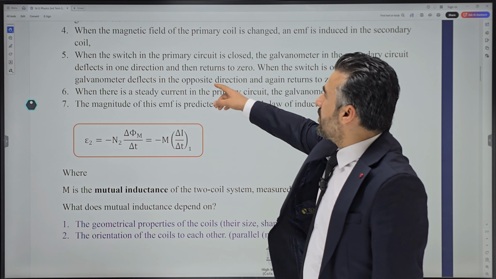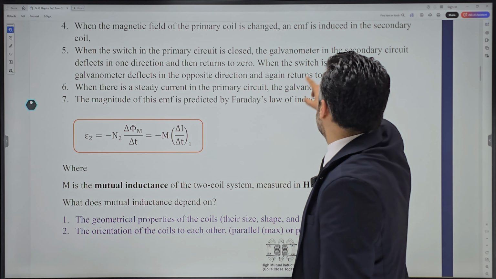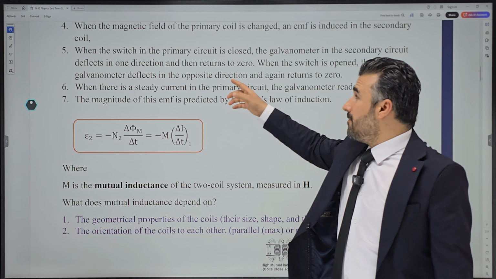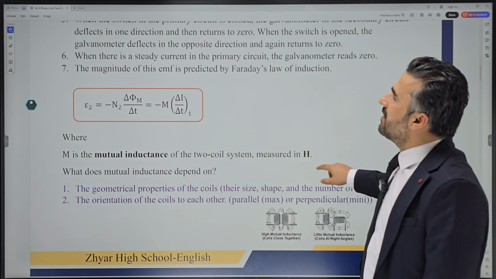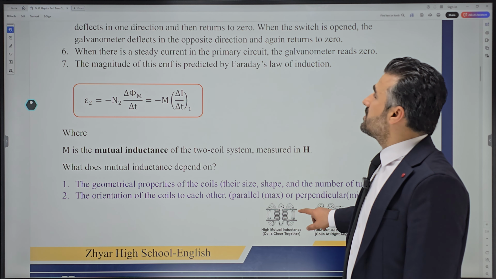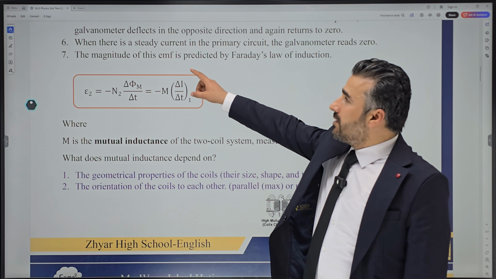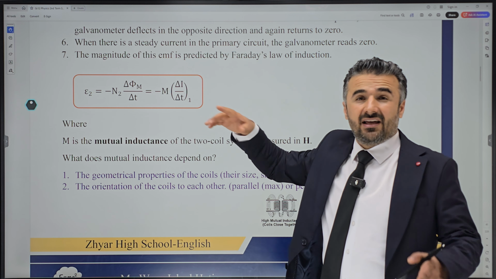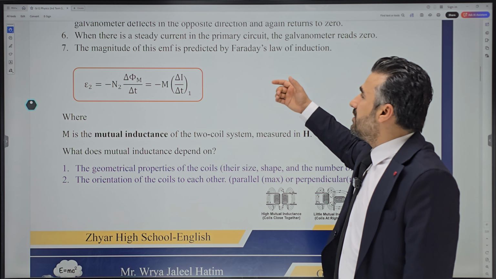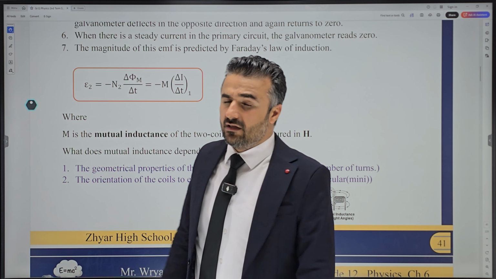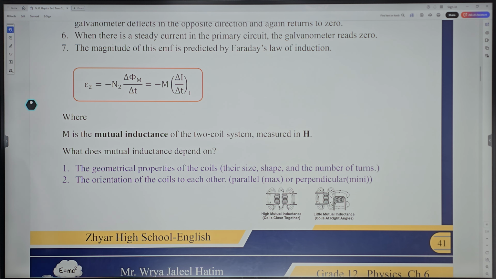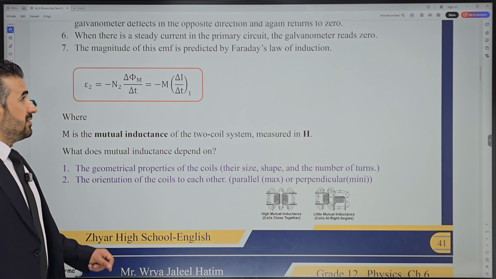When the switch in the primary circuit is closed, the galvanometer in the secondary circuit deflects in one direction and then returns to zero. And then when the switch is opened, again the galvanometer deflects, but this time in the opposite direction, then back to zero again. When there is a steady current in the primary circuit, the galvanometer reads zero, which means that there is no change in the flux, so no EMF is induced.